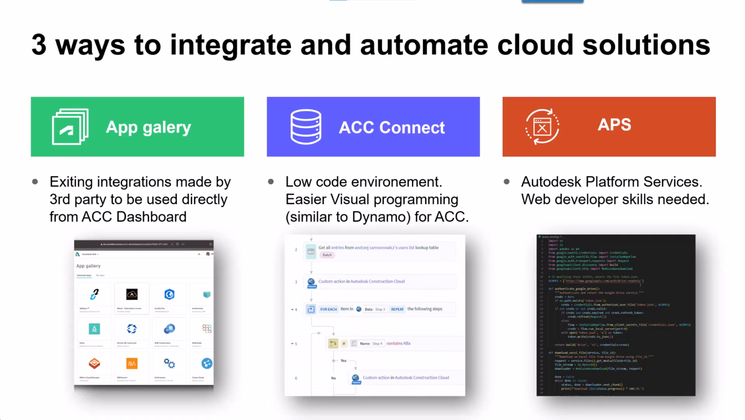Second, there is ACC Connect, which is the main focus of this presentation. ACC Connect is a low-code or no-code integration platform powered by Workato. Think of it like Dynamo for ACC. It uses a visual interface where users can drag and drop steps to automate tasks and connect systems. It's perfect for those who understand workflows but are not professional developers. It offers a lot of flexibility while remaining easy to use.